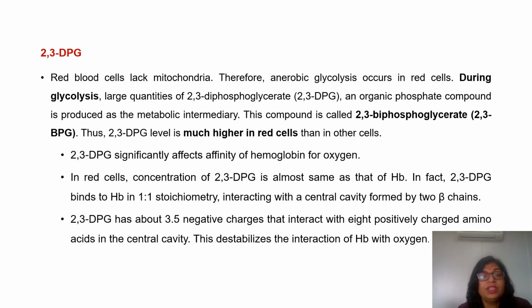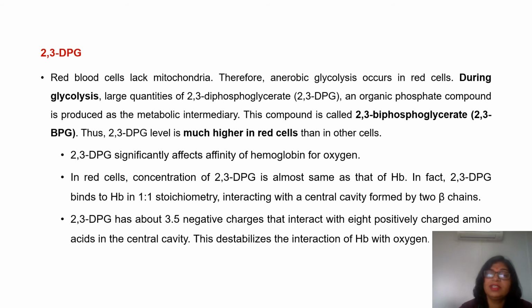Now what is the effect of 2,3-DPG? What is 2,3-DPG? Red cells lack mitochondria. Anaerobic glycolysis occurs in red cells. So during glycolysis, a compound is formed. Large quantities of 2,3-DPG, diphosphoglycerate, an organic phosphate compound, is produced as an intermediate in the metabolic pathway. This compound is called 2,3-bisphosphoglycerate. So this is much higher in red cells than in other cells. This significantly affects the affinity of hemoglobin for oxygen.